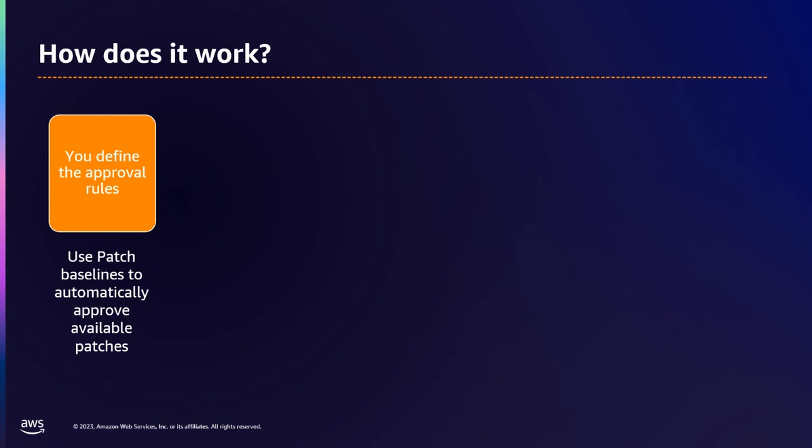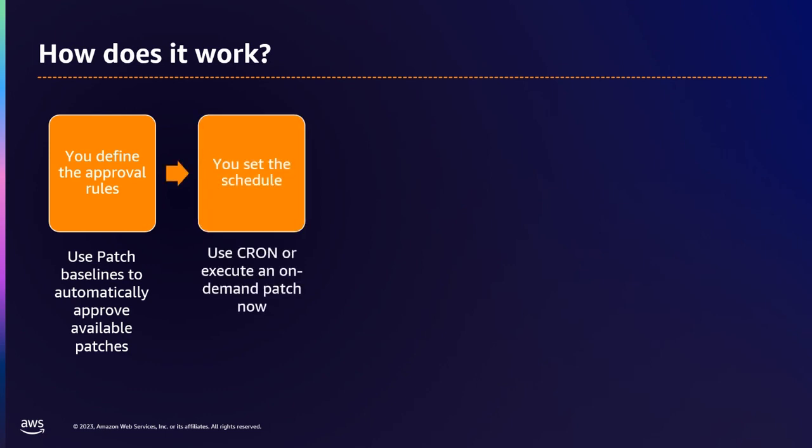That's completely flexible. We provide you some default patch baselines, which you can leverage. Those are based on our recommendations, but you have full control to create custom patch baselines, and we'll be talking a little more about that. Next, you set the schedule. You can use an on-demand patch now operation if you need to execute a scan or a patch immediately, or you can use cron via State Manager association or otherwise to set a schedule for when you want to execute those scans and installs. If you want to run a weekly scan Sunday nights at 1 a.m., or a scan every 2 weeks on Thursday afternoon, you're welcome to do that and have that flexibility with these tools.